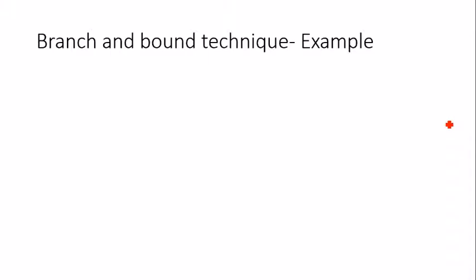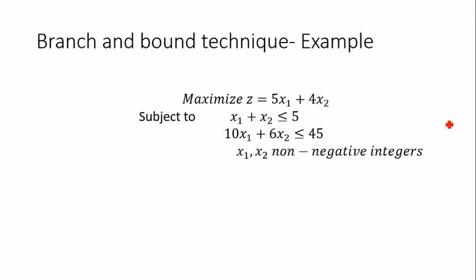So this is the example. I'll be explaining the branch and bound technique by applying it on an example. I have considered a two variable problem in which the restriction given is that x1, x2 are supposed to be non-negative integers. So that's a pure integer linear programming problem. Okay, so let's learn what to do.